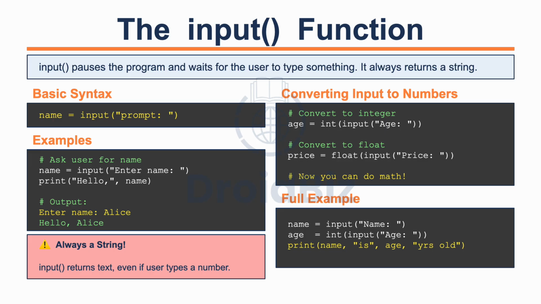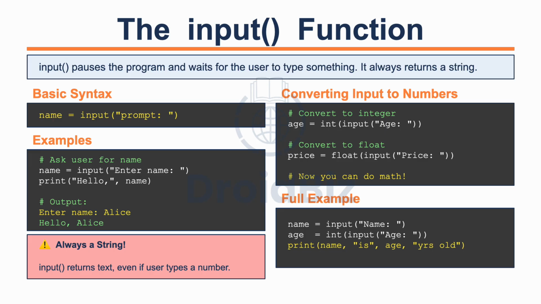When Python hits an input call, it pauses the program and displays a prompt message on the screen. The user types something and presses enter. Python captures what they typed, and your program continues. The basic syntax is variable name equals sign, then input, in parenthesis, your prompt message in quotes.